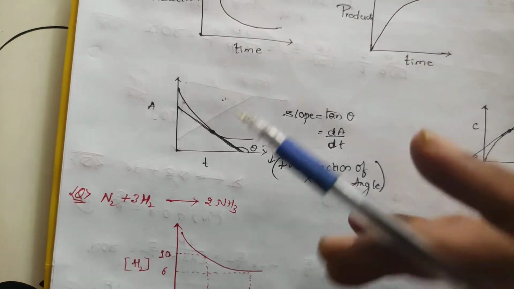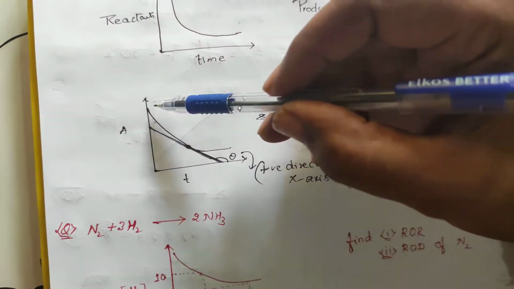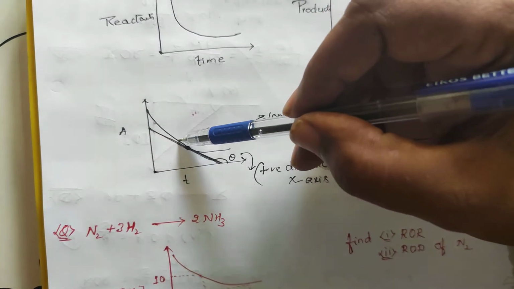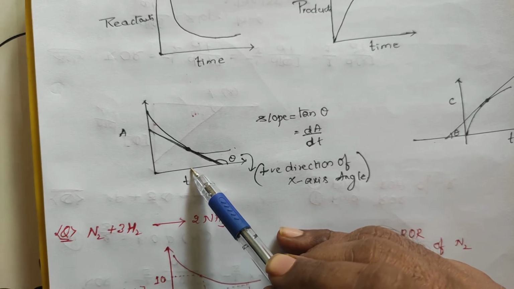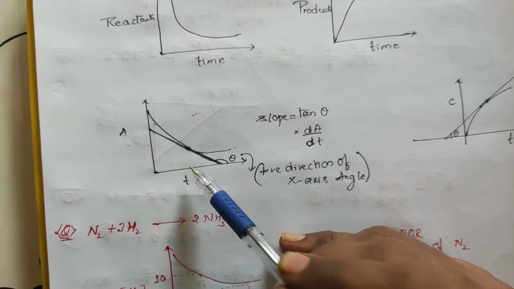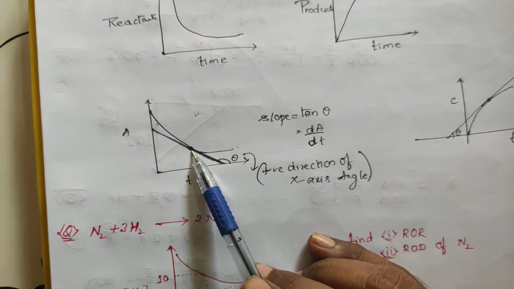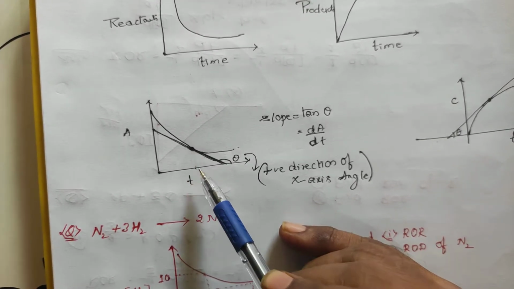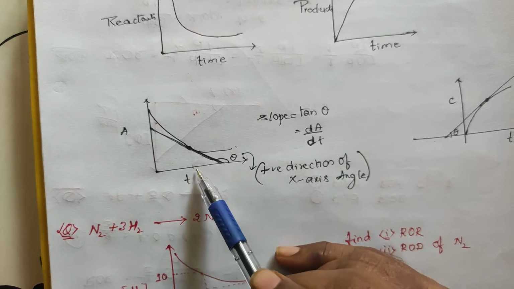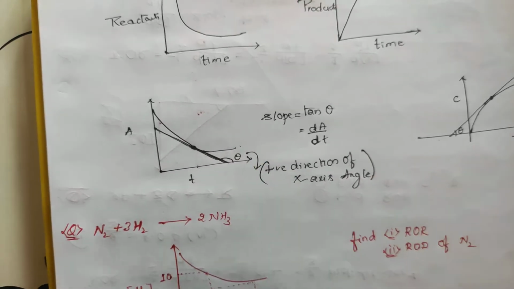Suppose you assume this graph. This is the graph for the reactants. It is going on decreasing, and you are getting this pattern. If I ask at this particular point of time, what is the concentration or rate of the reaction? At this point, if I project a tangent, you will get 1, 2, 3, 4, 5, 6. At this particular 4th second, what is the rate of the reaction?